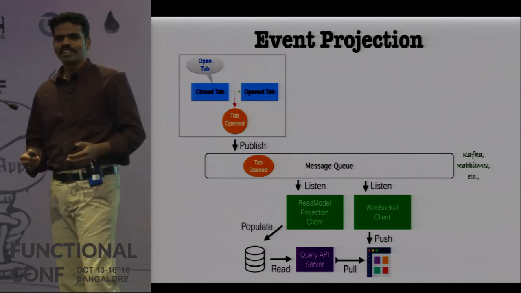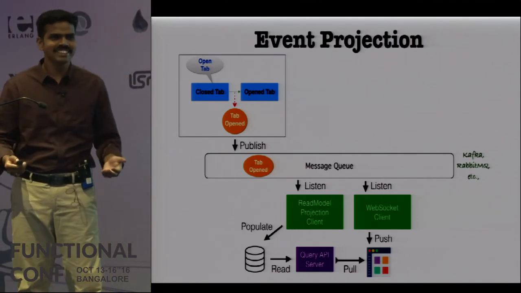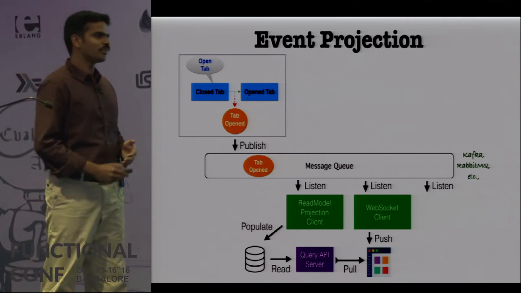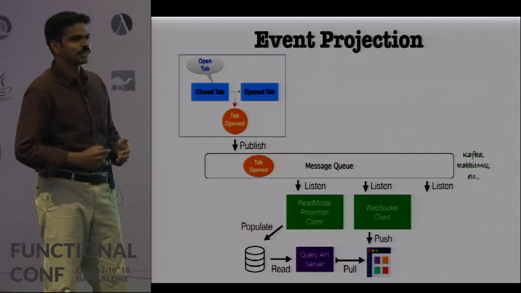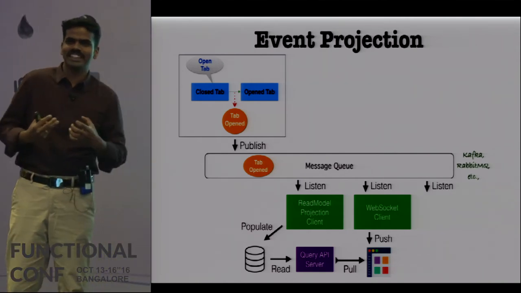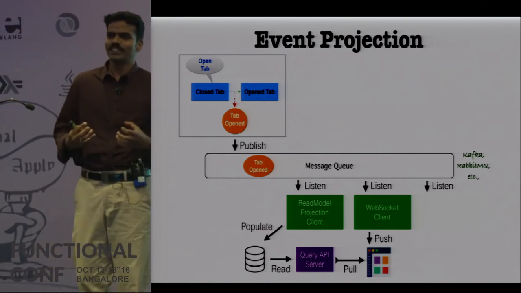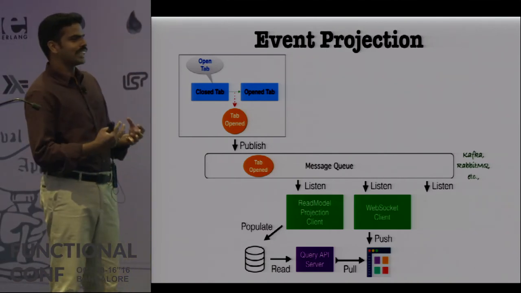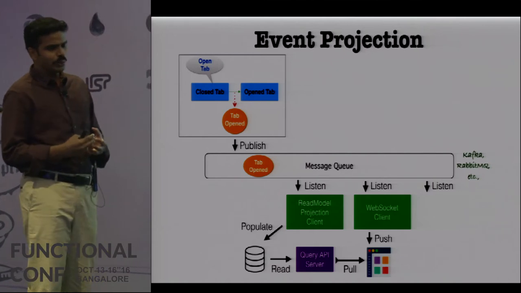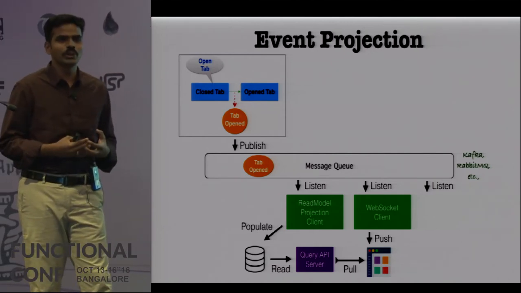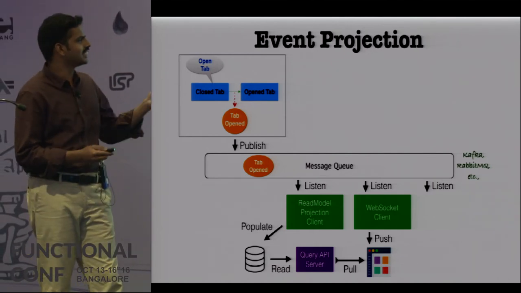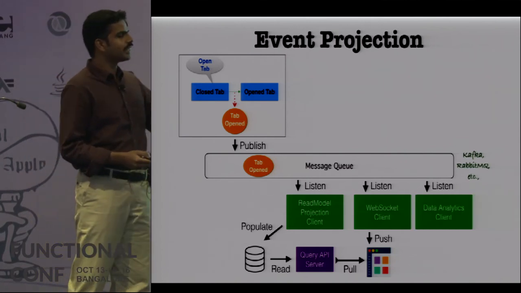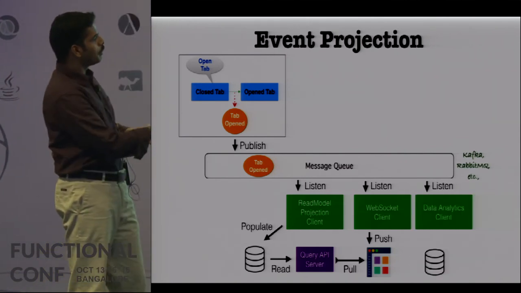After some time, the computation has increased. So what you need is some sort of analytics, some sort of data science into it, so that you can build a brand new application or something like that. All you need to do is write another client, which will listen again to the events, and it is going to populate its own database.